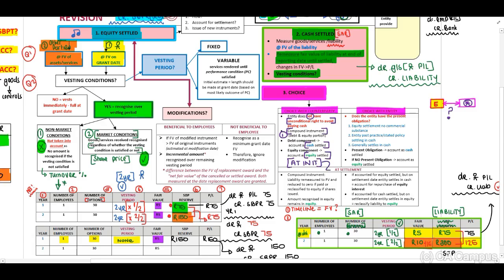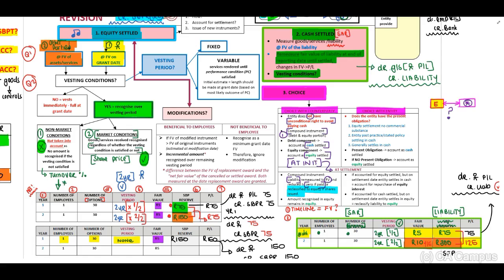Now on settlement, our compound financial instrument, the liability portion that we know will be cash settled, should be remeasured to the fair value and reduced to zero if paid. Remember, when we pay the liability, we will debit our liability and credit our bank account. Or if there is a reclassification to equity, shares being issued. Now, what does this mean? When they decide to issue equity shares, we need to reclassify. And then the amount recognized in our equity will remain in our equity.